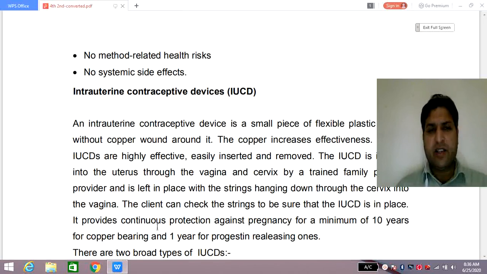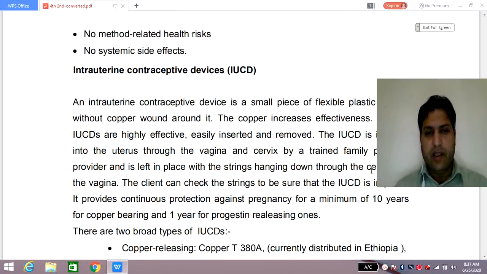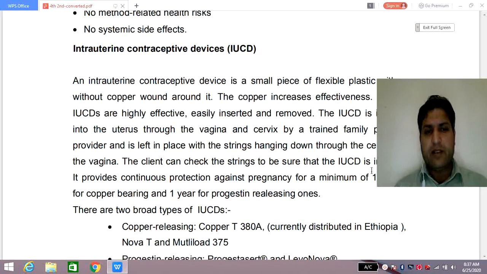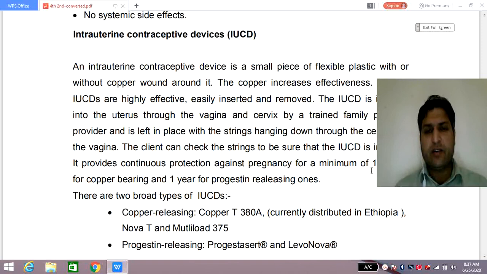The IUD is inserted into the uterus through the vagina and cervix by trained family planners. So these IUDs, intrauterine devices or intrauterine contraceptive devices, are to be inserted into the uterus through the vagina and cervical part, and a specially trained person should be there. And yes, the main objective of the intrauterine device is basically to protect against the chances of pregnancy.